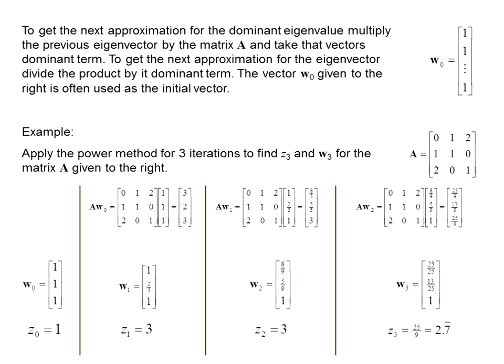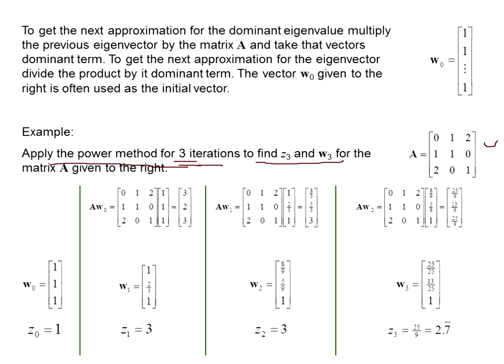There is an example that shows how we work with the power method. The question is, apply the power method for 3 iterations. In a face-to-face class we use 5 iterations, but here they say just 3 iterations, to find Z3 and W3 for the given matrix A.